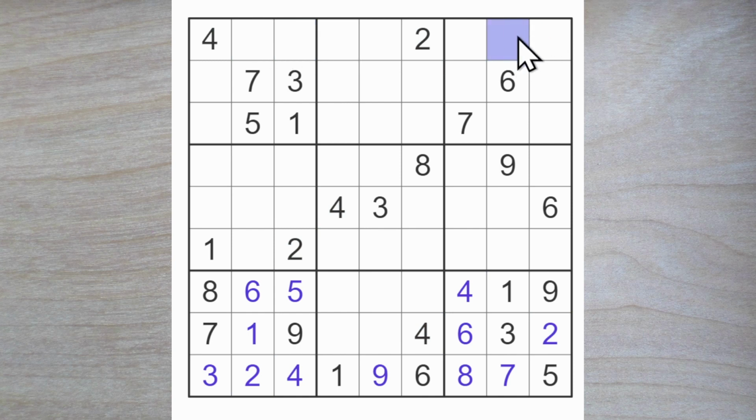Now let's look at this square. For this square we need a 2, 4, 8 or a 5, because we need a 2, 4, 8 and a 5 for these squares. Since this cannot be a 2, 4 or an 8 now, it must be a 5. Now these must be a 2, 4 and an 8.